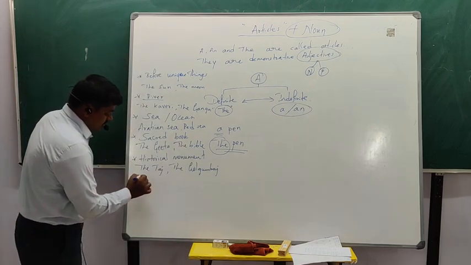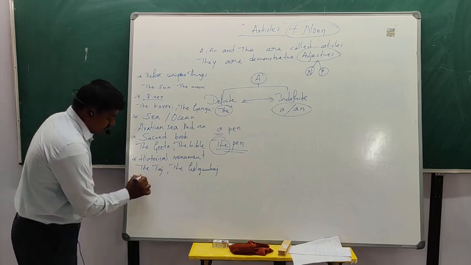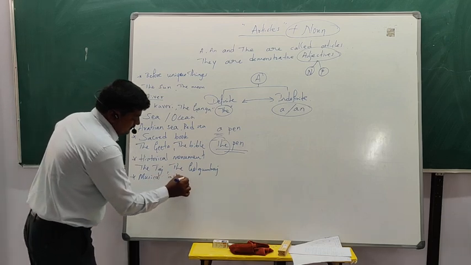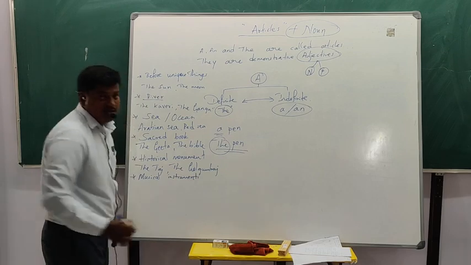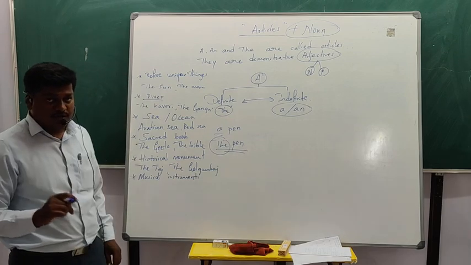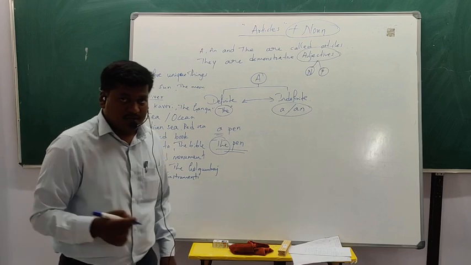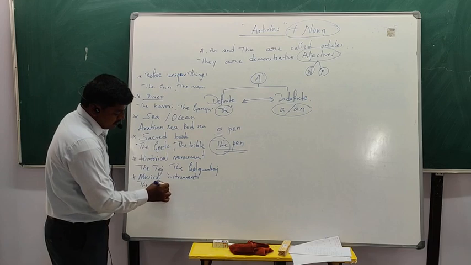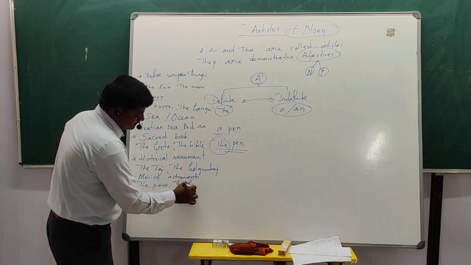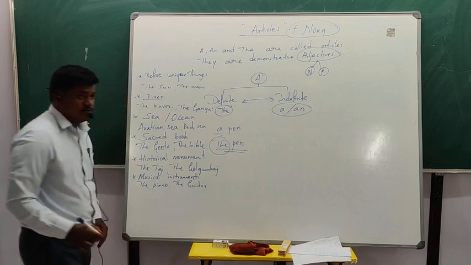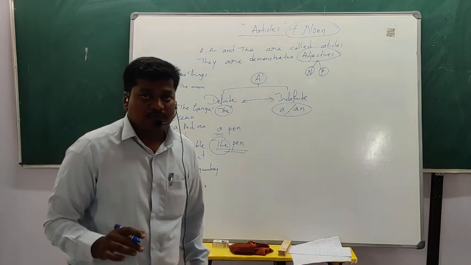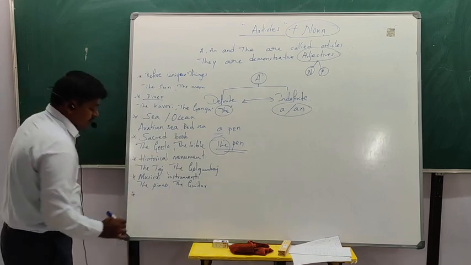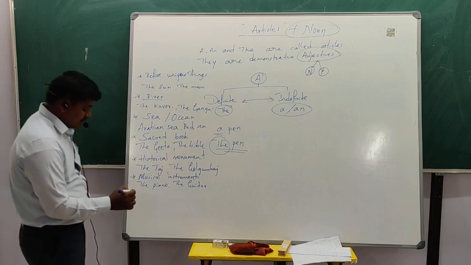And before musical instruments. So see here, the is used before musical instruments. Can you tell me a musical instrument name? So see here, the piano, the guitar. Like that, the guitar, the piano, the saxophone, the flute. You should compulsorily use the before musical instruments.